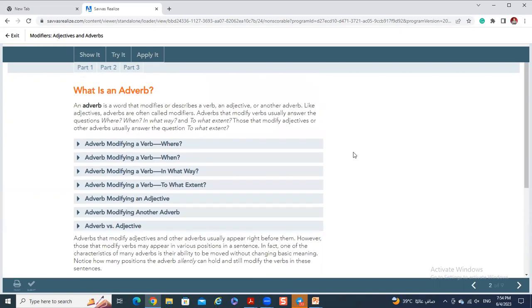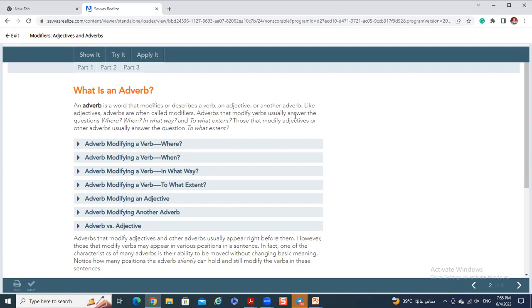Let's go to part two. Part two is also a modifier: the adverb. The adverb will modify a verb, an adjective, or another adverb. So an adverb is a word that modifies or describes a verb, an adjective, or another adverb. Like adjectives, adverbs are often called modifiers.